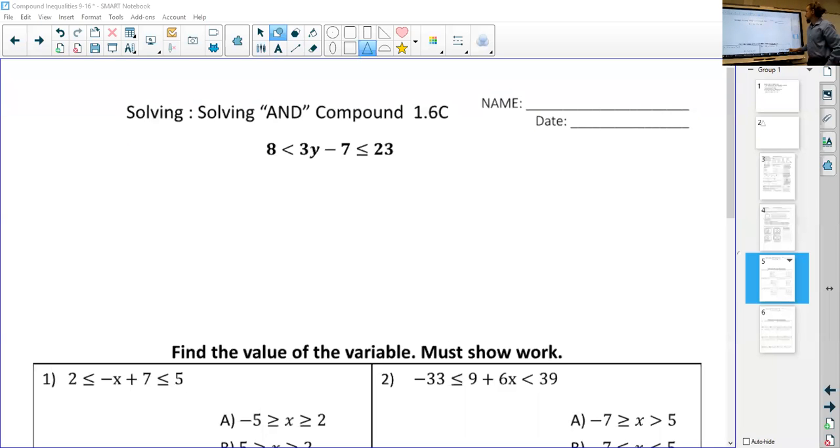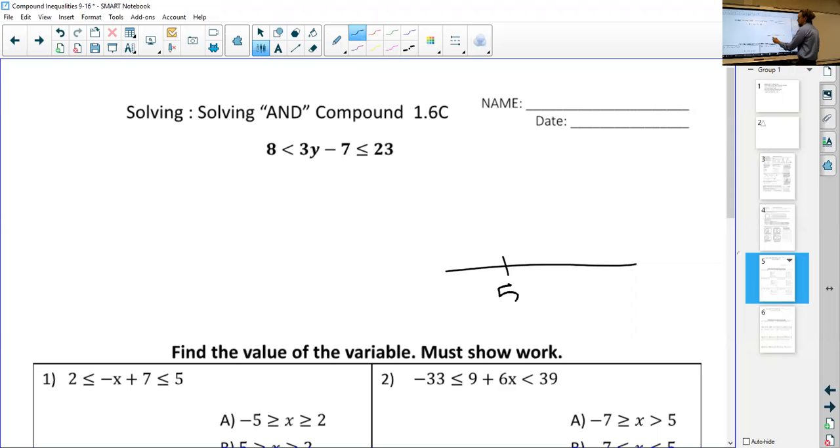All right, so we have compound inequalities today. Which again, no different mathematically. It's a little bit different conceptually what we're doing here. So if we look at our example, we have 8 is less than 3y minus 7 is less than or equal to 23. Which means our answer, instead of just being like the ones we did the past 2 days, there'd be some number, some key number, and it would either be less than or greater than that.